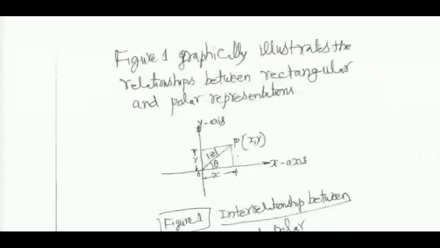Graphically, this is how things are. The real part is on the x-axis, the imaginary part is on the y-axis. That is the rectangular representation. Alternatively, you can draw a straight line from the origin to the point at which the number is being represented. The angle that the line makes with the x-axis is theta, and the length of that line represents the modulus of the complex number.